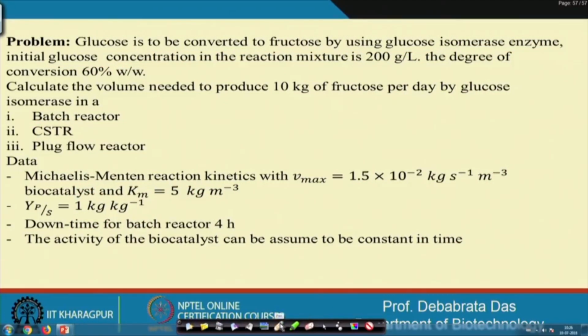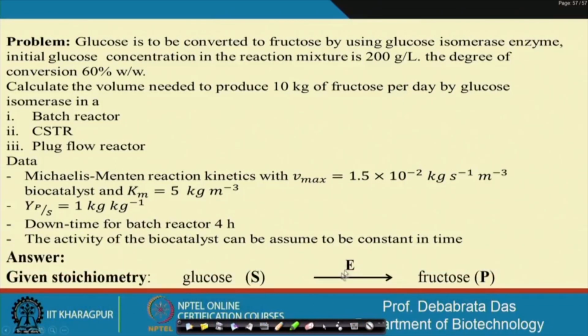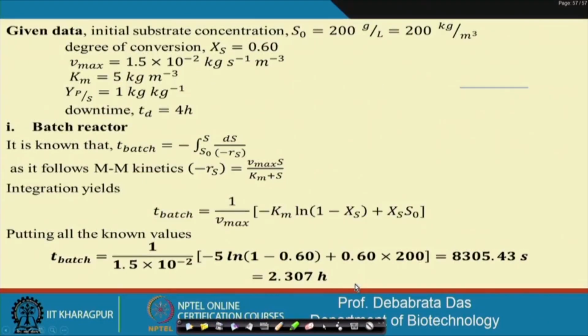So, these are a couple of assumptions we have made. Let us see how we can solve it. Now, this is the stoichiometry we have. 1 mole of glucose in the presence of enzyme produces 1 mole of fructose. Now, different parameters are given. We have already seen the t batch. What is the t batch? t batch equals minus the integral from S0 to S of dS by minus Rs. What is minus Rs? Rs is the velocity of reaction, which is Vmax S by Km plus S.